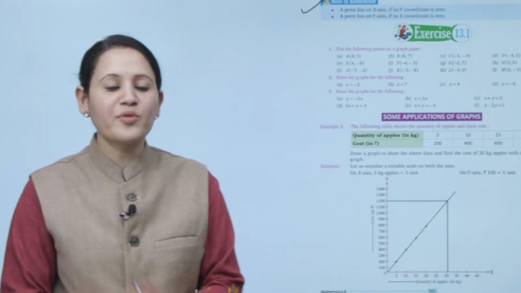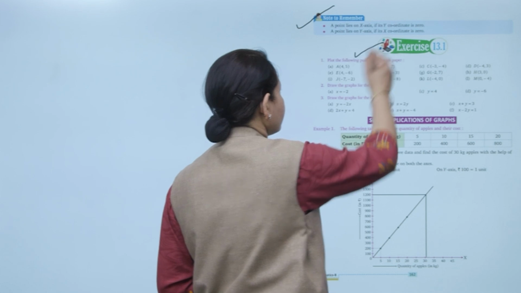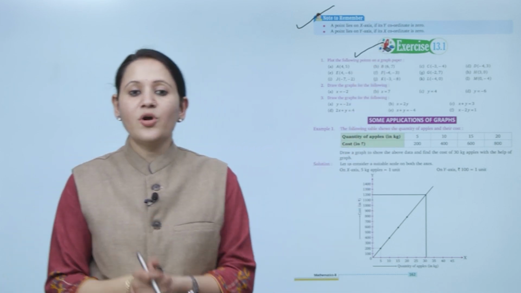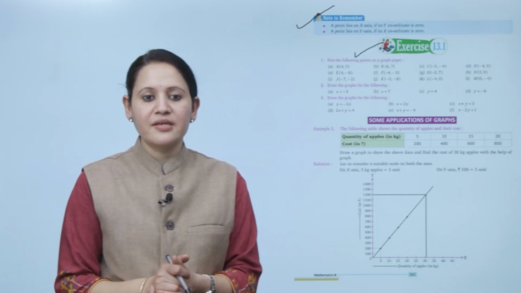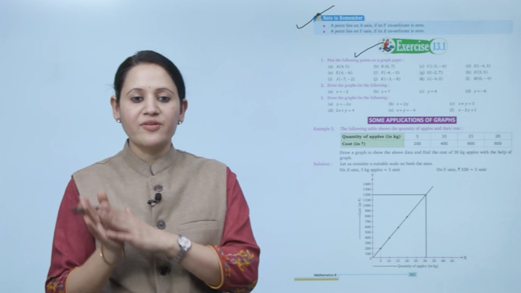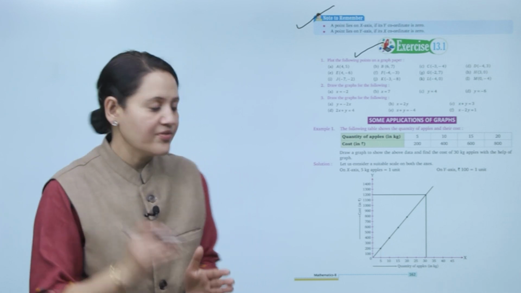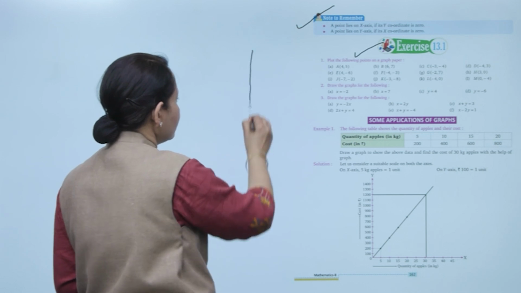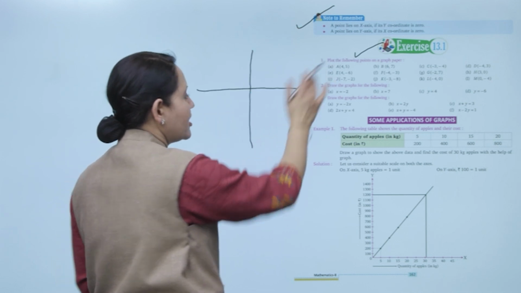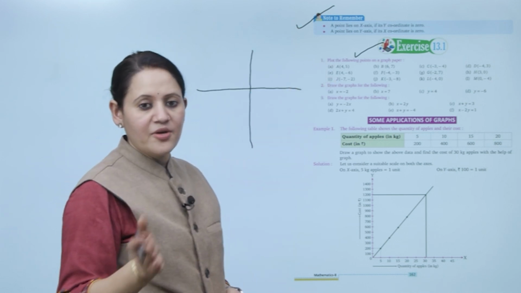Next is exercise 13.1. Plot the following points on the graph paper. First one is A, 4 and 5. 4 means x-axis 4 है and ordinate is 5. So here these are the 4 quadrants. Both are positive, that means they lie in the first quadrant.